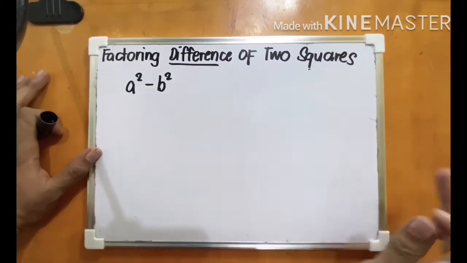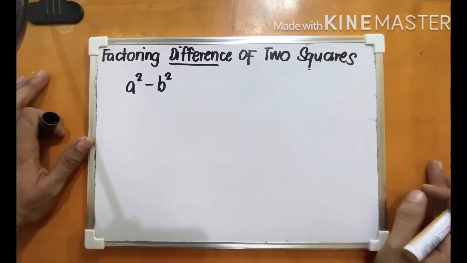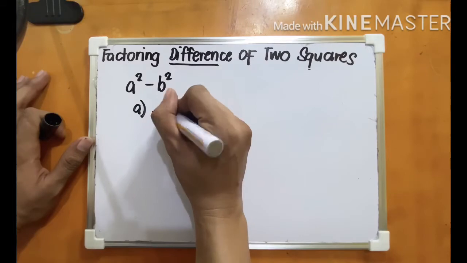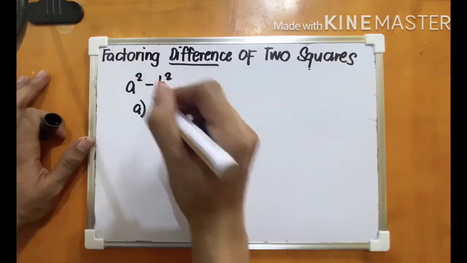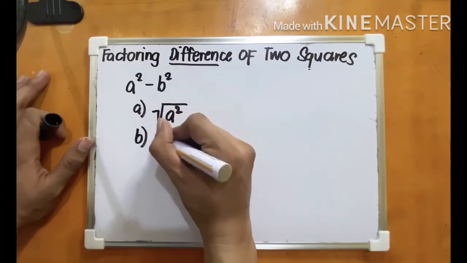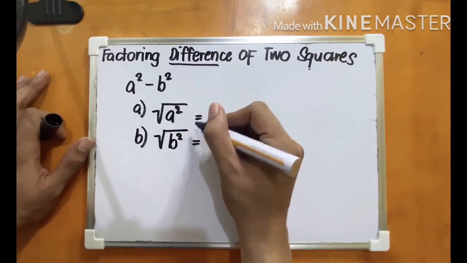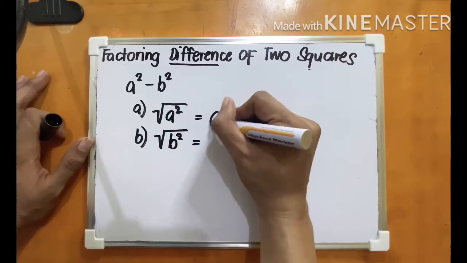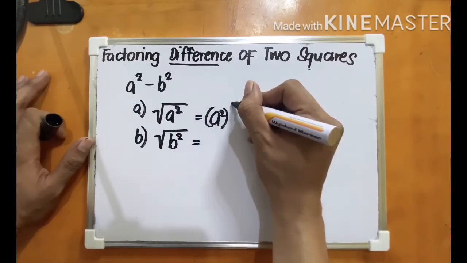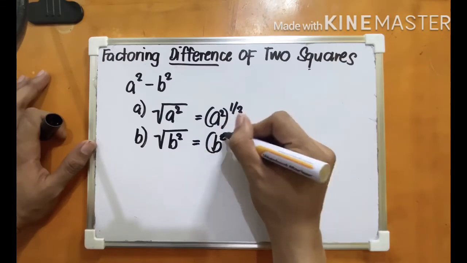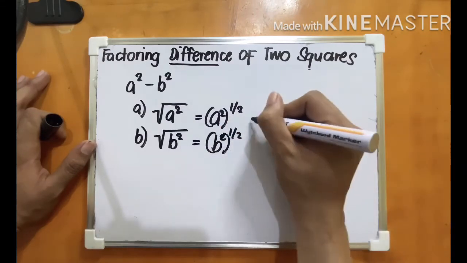So how to factor difference of two squares? In my class, I have step A. You get the square root of the first term, which is a squared, and also the square root of the second term, which is b squared. Square root means the term here will be raised to 1/2. So a squared can be written as raised to 1/2. B squared will be raised to 1/2 also.